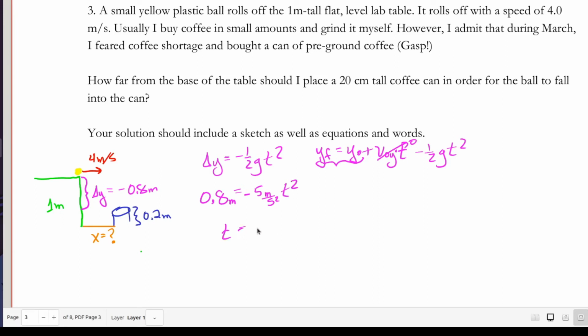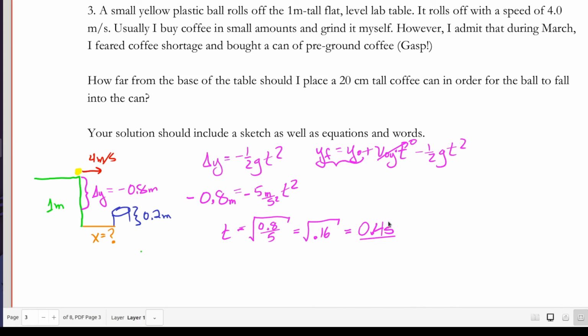Solving for that time, we see, oh, this is negative because it's falling. This is going to be the square root of 0.8 over 5. 0.8 over 5 is 0.16, so this is the square root of 0.16. Since I know the square root of 16 is 4, the square root of 0.16 is 0.4. Important to consider: when I square a number between 0 and 1, it doesn't get bigger, it gets smaller. So t here is 0.4 seconds.